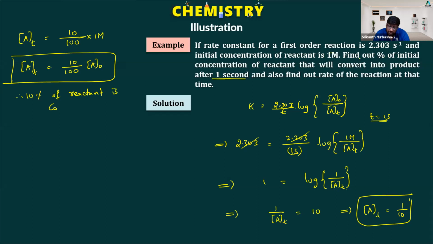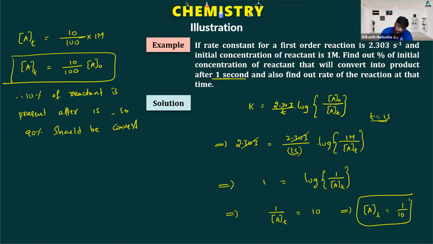Find out the percentage of initial concentration of reactant that will convert into product after 1 second. After 1 second, what is the concentration of A at time t? Left out concentration is 10% of initial concentration. 10% of the reactant is present after 1 second. So 90% should be converted.